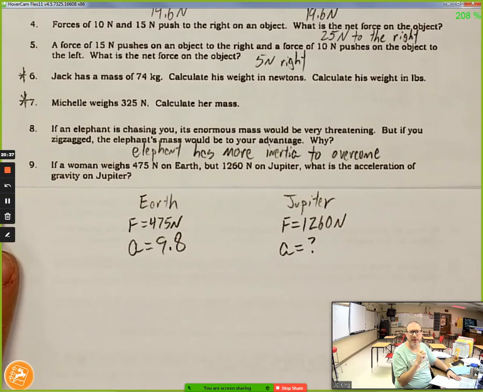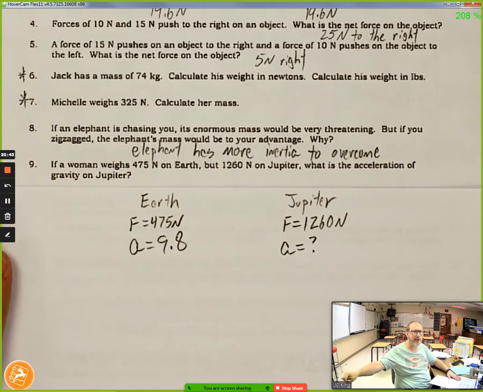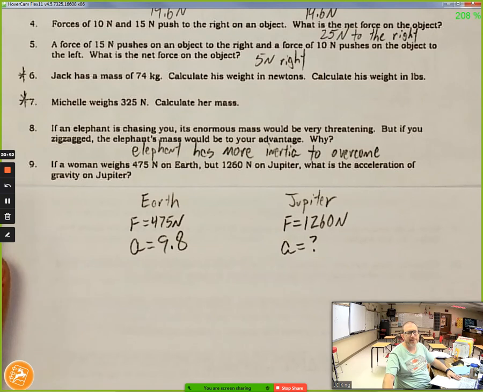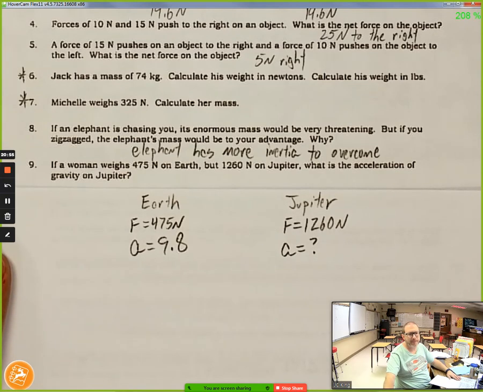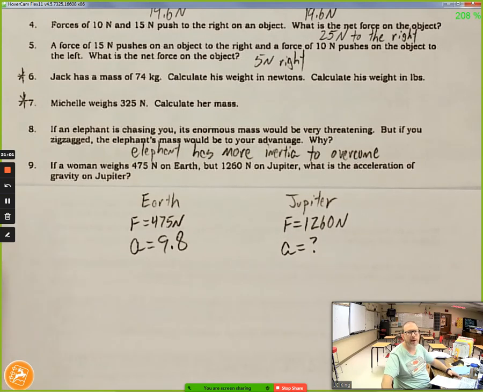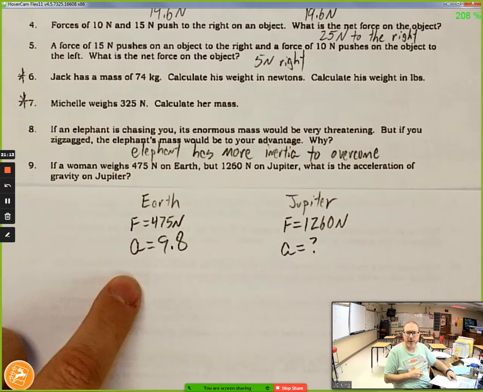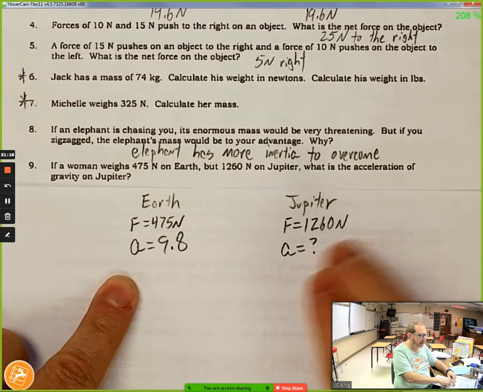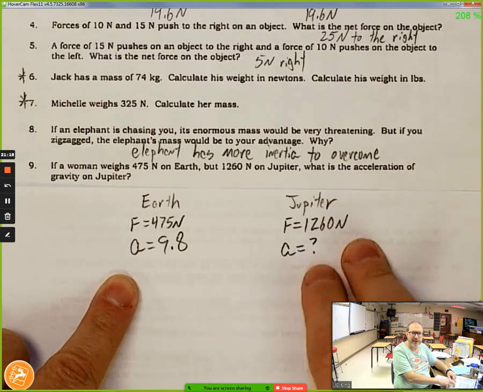Is her mass going to be the same, or is it going to change if she goes somewhere else, say Jupiter? Now my weight will change if I go different places because it's different things accelerating me. But the amount of stuff that I'm made of, my mass, will stay the same. That's exactly right. So what we need to do is find her mass on Earth and then take that and apply it to the force on Jupiter to find its acceleration.